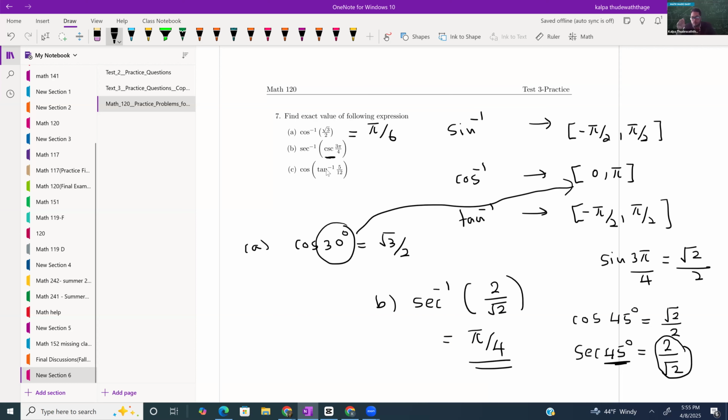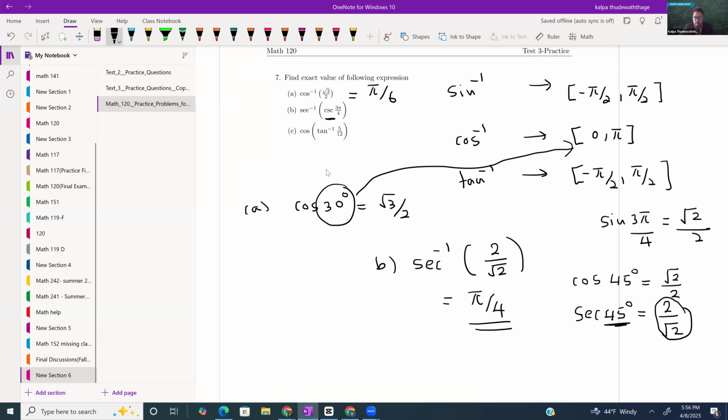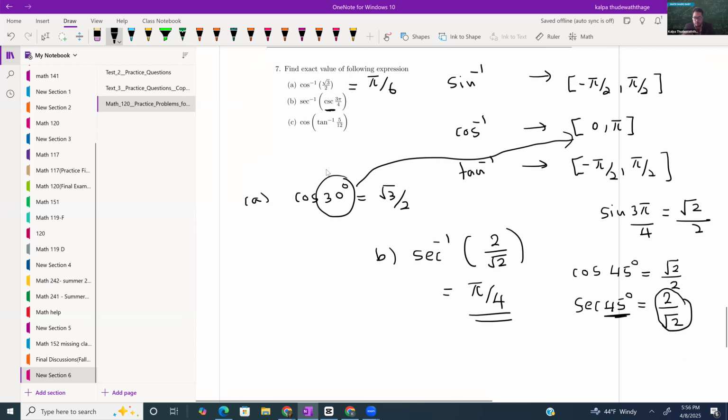It's a little tricky because you find cosecant and then you find the secant inverse of the cosecant 3 pi over 4. Cosecant 3 pi over 4 is 2 over root 2. Secant 45 is 2 over root 2. So you can get the angle as pi over 4. Okay, because secant 45 means secant pi over 4. You can put 45 degrees.